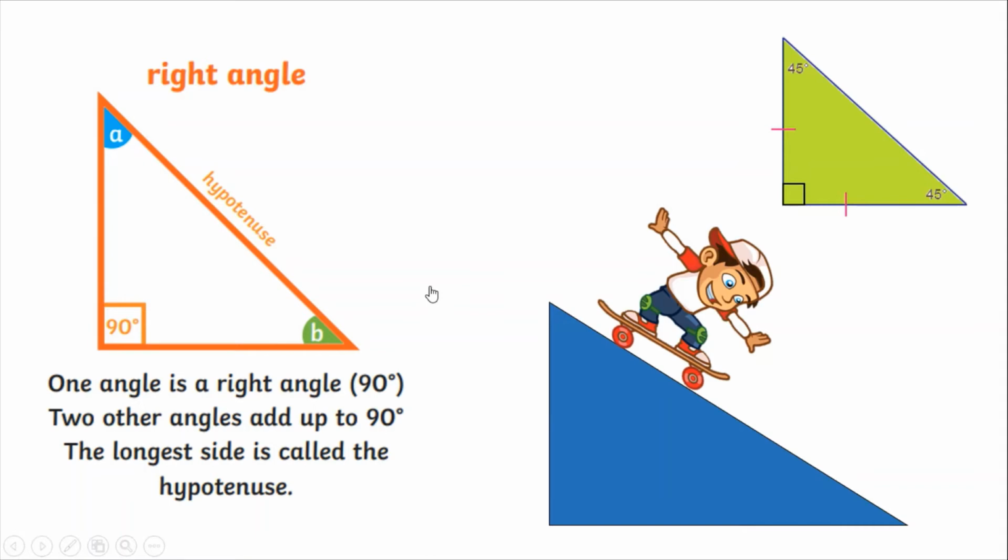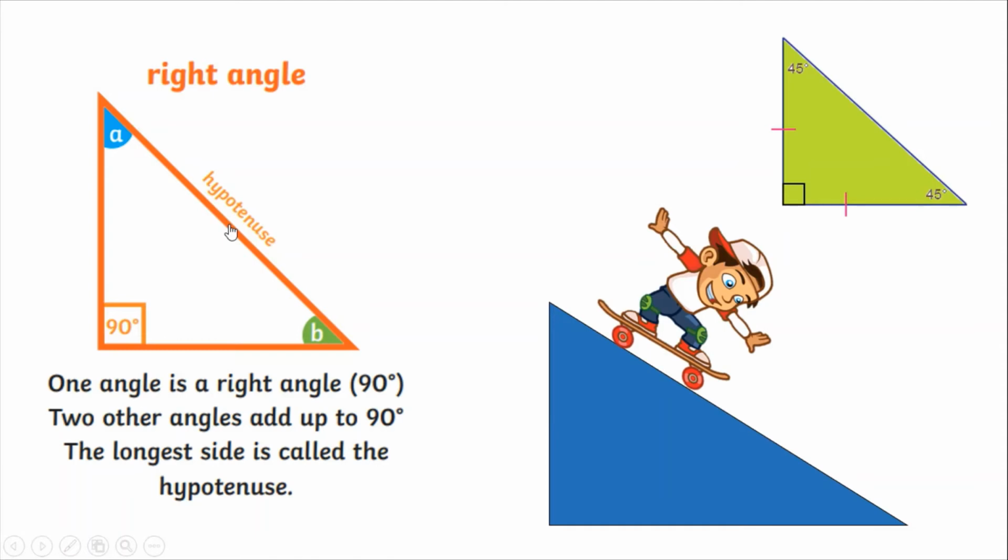Now, there's a really fancy maths word I'm going to teach you here, and you absolutely don't need to know this, but it's pretty cool, so I'm going to teach it to you anyway. The longest side on a right-angled triangle here is called the hypotenuse. Hypotenuse. That's a very posh maths word you can impress people with.